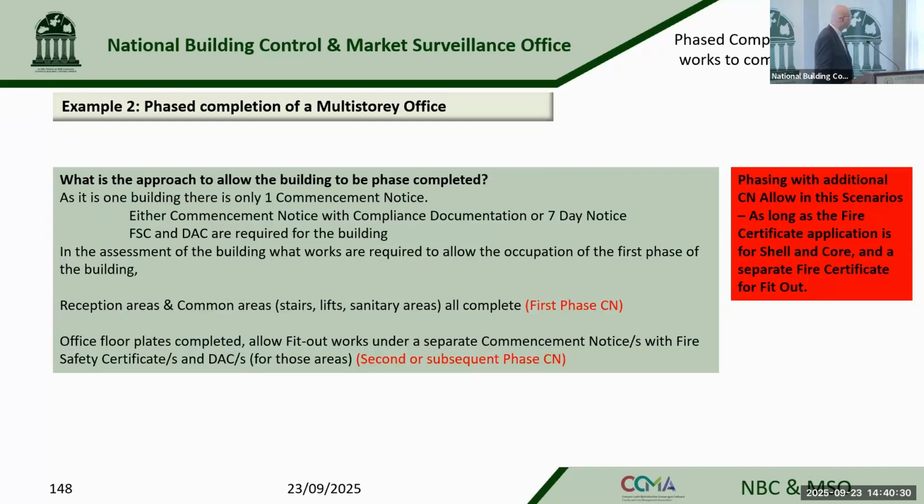So again, I'll just go through that again. So as there's one building, there's only one commencement notice. The assessment of the building required works to allow the occupation of the first phase of the building, reception areas, common areas, lifts, etc. under phase one, and then the office places will be completed, to allow fit out, under a separate commencement notice, with additional fire certs, DACs for those areas, and second or subsequent.